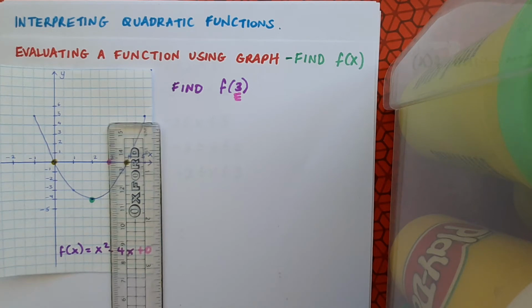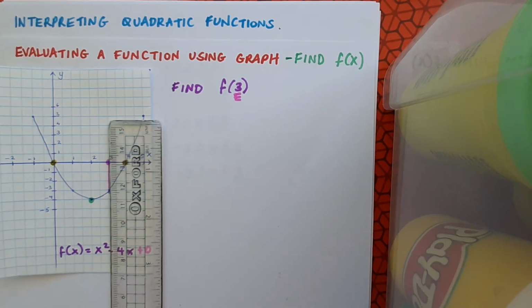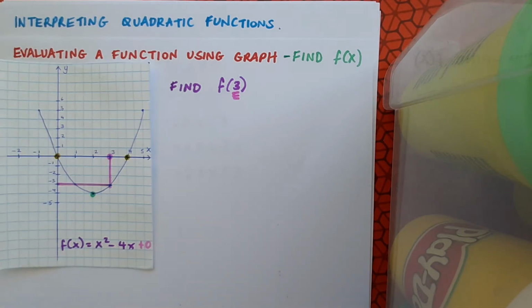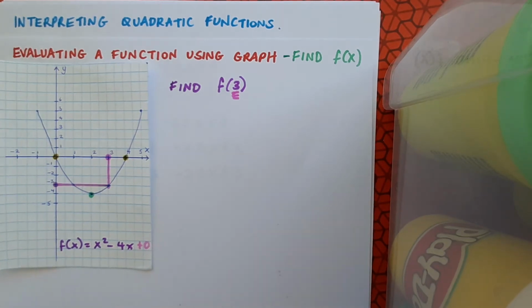Now I'll use my ruler to draw a line down from 3 until I meet the curve. When I've done that, and I've identified where the line and the curve meet, so just here, I'll then draw a horizontal line to the y-axis. The number that I land on here is my solution. So in this case, my solution is -3.